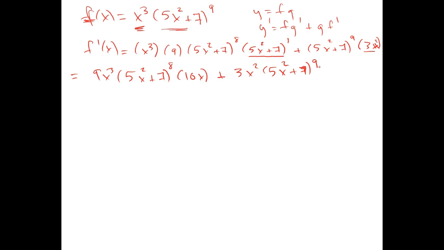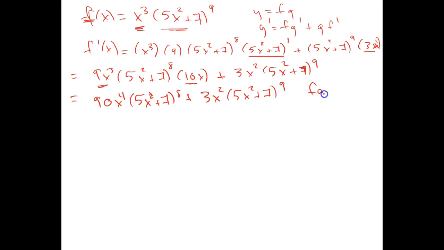And again, this is the derivative, so basically you're done. As I often say, the hardest thing about these types of problems is simplification, the algebra. So I'm just going to rewrite the first term. I'm going to combine this and this to give 90x to the power of 4 times (5x squared plus 7) to the power of 8, plus our second term, which is 3x squared times (5x squared plus 7) to the power of 9. And now you simplify by factoring.